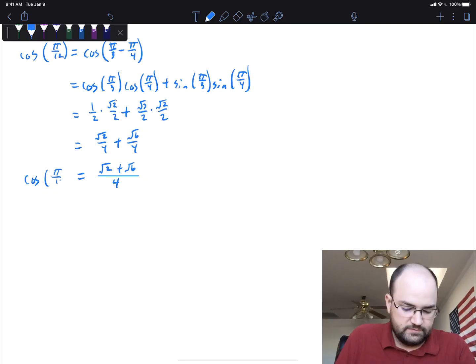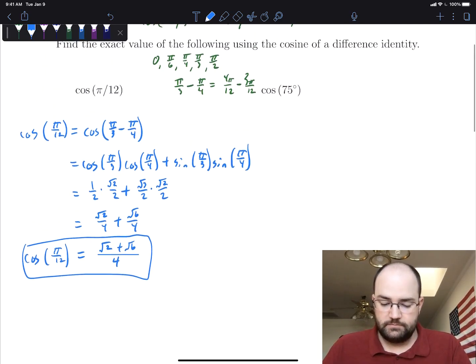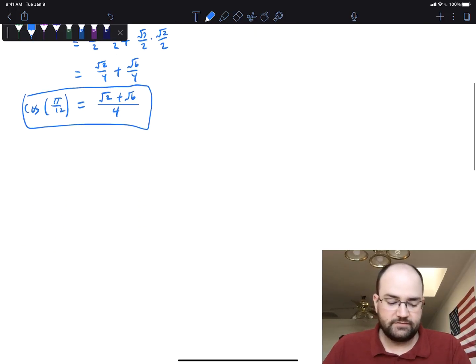Excellent. So there you go. Cosine of pi over 12 is root 2 plus root 6 all over 4. Excellent. Now let's look at the next one, which is cosine of 75 degrees.